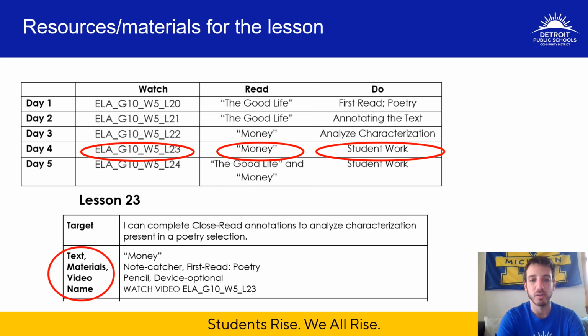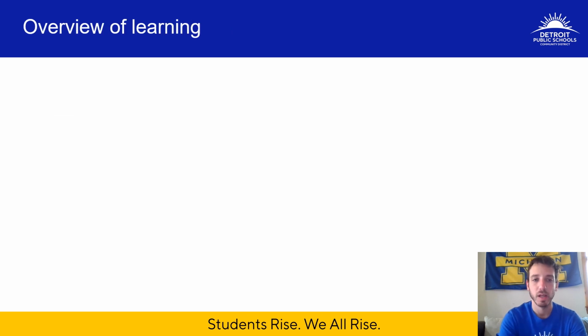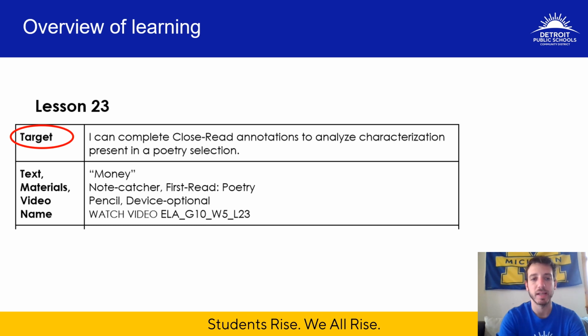When you get down to lesson 23, you can see all the materials you need for today, but it's pretty standard, pretty much the stuff that you use every day. The learning target for today is I can complete close read annotations to analyze characterization present in a poetry selection. Again, the poetry selection is Money, and you're going to dig a little bit deeper into the poem today, since you already completed the first read yesterday. Engage in close read annotations to really make more sense of the characters of the poem.